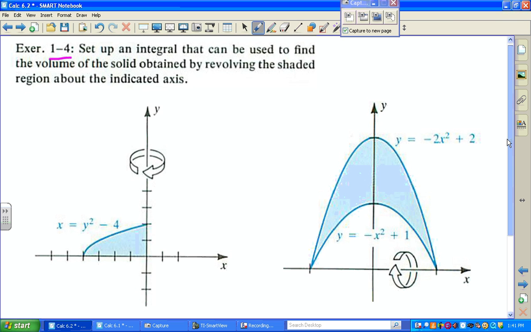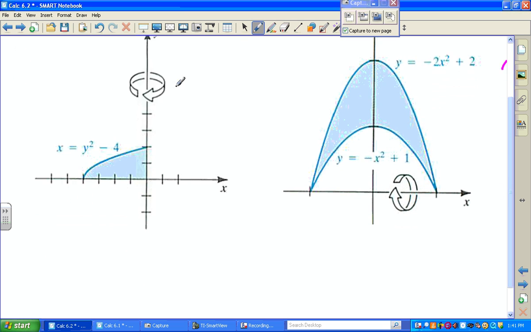Okay, so these are problems 1 through 4. Set up integrals that can be used to find the volume of a solid obtained by revolving the shaded region about the indicated axis. Your drawings from now on have to include which axis you're rotating it around. Okay? You need a sketch. Me, I add one other thing to this. I add my rectangle, to let me know I'm going horizontally with my rectangle, to let me know I'm integrating to the y-axis, so I know it's a dy integral. That tells me it's dy.